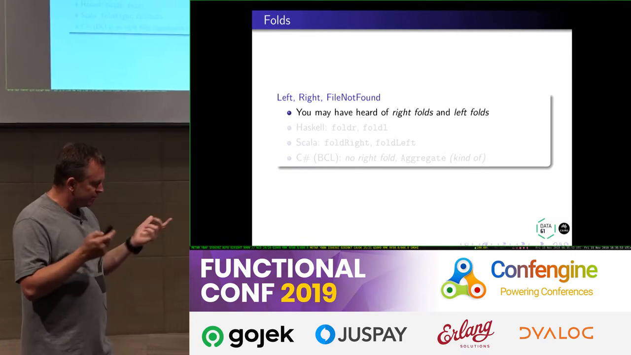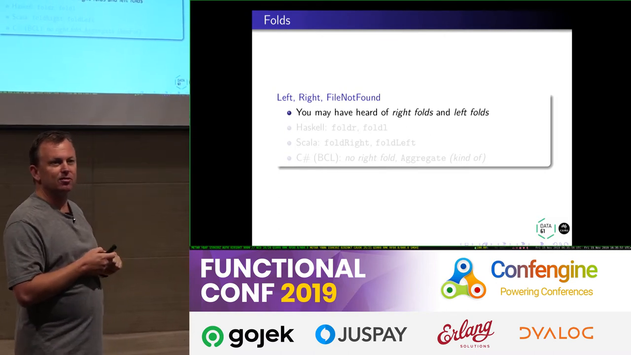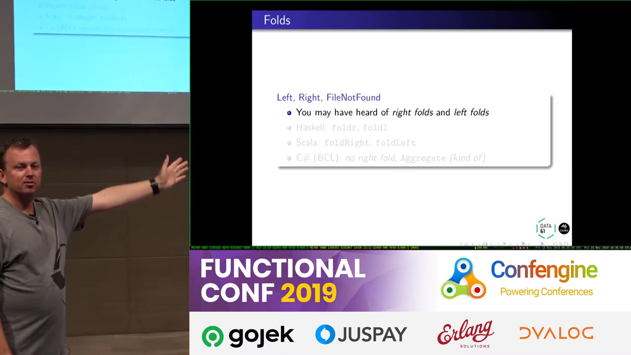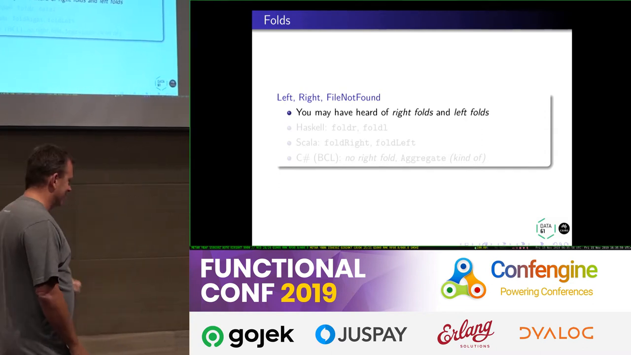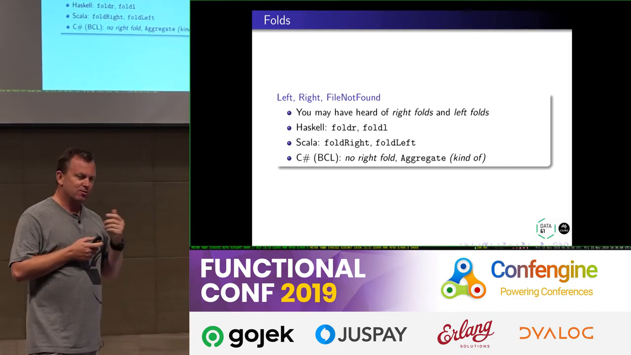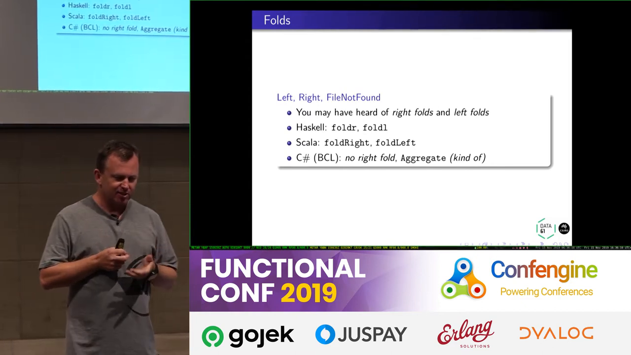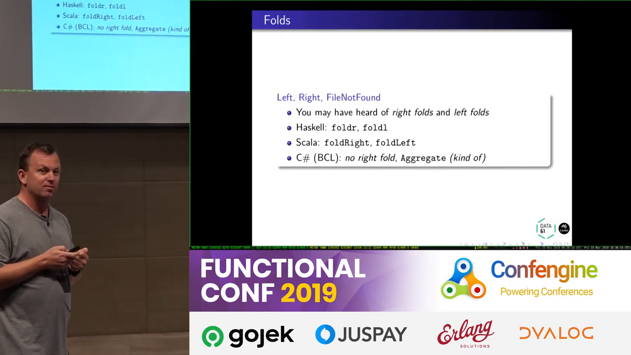So you've probably heard of, nearly two-thirds of you put your hand up, you've heard of left and right folds. You've heard of them, that's it. Walking down the street one day, and someone said left and right folds, and then you just kept walking, right? In Haskell, they're called foldr and foldl. In Scala, they're called foldRight and foldLeft. And C# has this function called Aggregate, which is essentially a fold left, kind of.